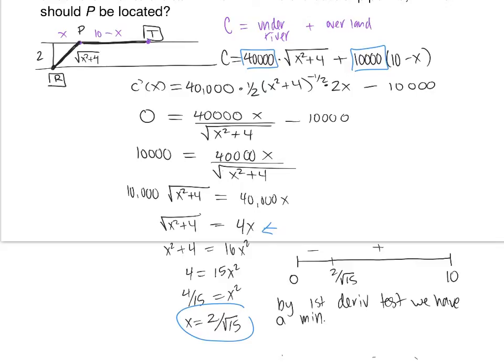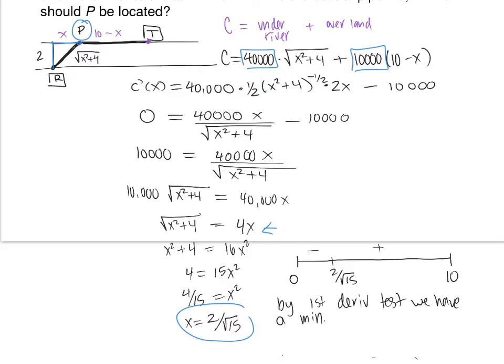The 2 root 15 tells you how far from straight across from that refinery that point should be located. It tells you how far over it should be. So we'd plug that in. What do you want to find, the hypotenuse? To find the hypotenuse, yes, you could plug that number into the root of x squared plus 4 equation.